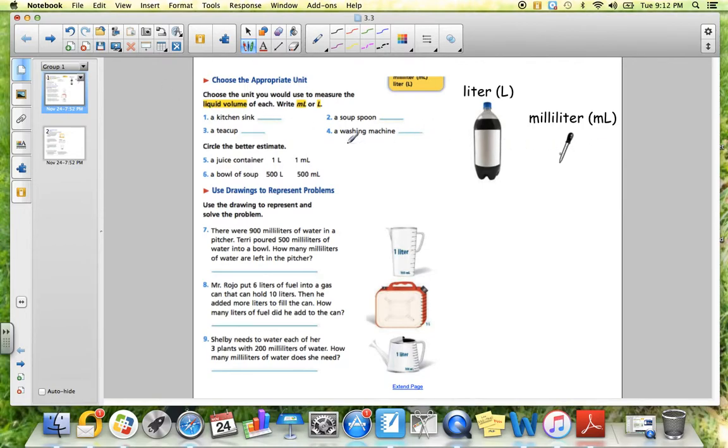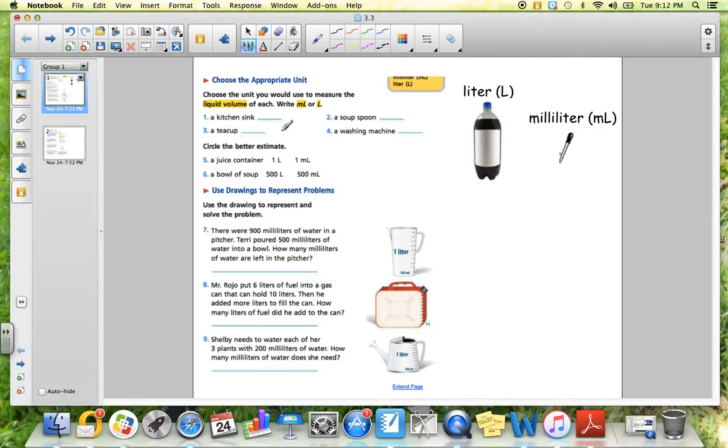Okay, so we're going to decide for questions 1 through 4 which one of these measurements would work better. So it says, choose the unit you would use to measure the liquid volume of each. Write ml or L. And you see this ml or L? These are abbreviations. So the uppercase L is abbreviated for liter, and the lowercase m, uppercase L, is abbreviation for milliliter.